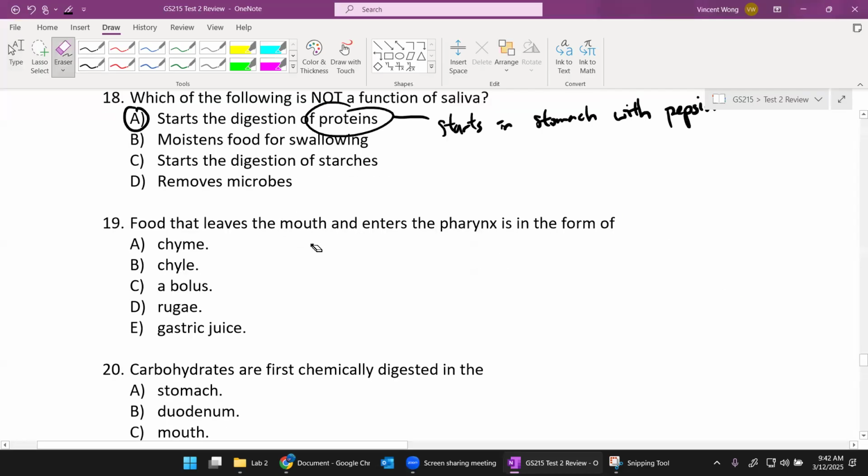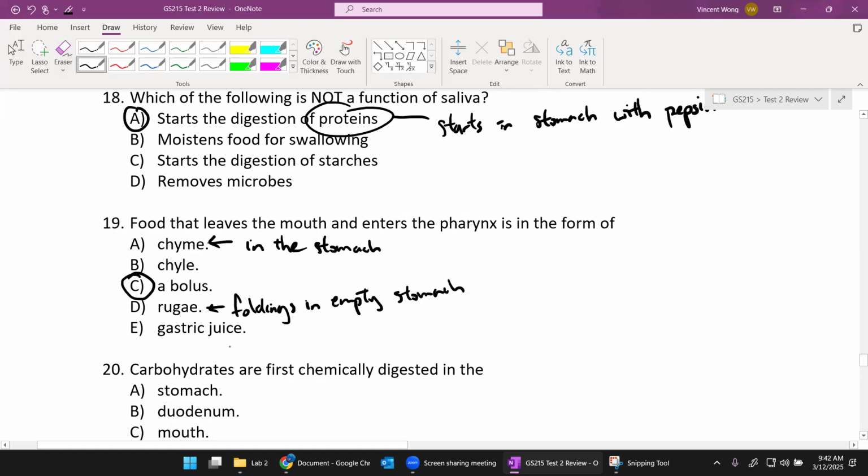Food that leaves the mouth enters the pharynx in the form of a bolus. Bolus is a ball of food. Chyme is in the stomach. That's the stuff we vomit out. This is not a word, it's made up. Rugae are the foldings of the stomach. Foldings in empty stomach.